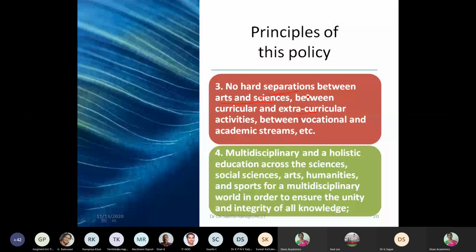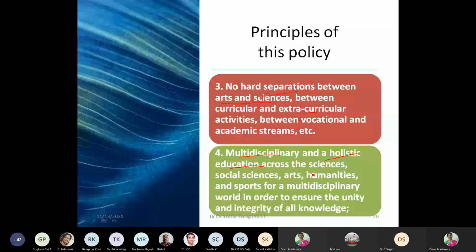No hard separations between arts and science students. Engineering students can also learn some arts subjects and some science subjects, some music, drama, dance, everything. And there is no hard separation between vocational and academic streams. All these gaps are disappearing in this NEP 2020. And multidisciplinary and holistic education, as I have just mentioned, is the highest priority in this NEP 2020.